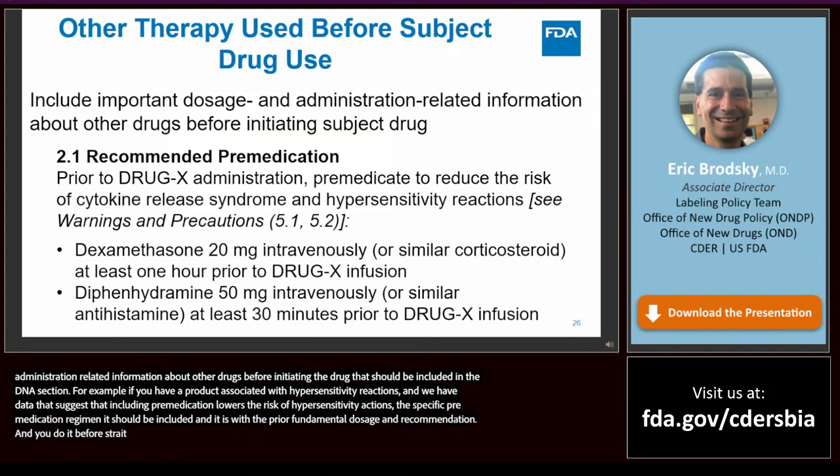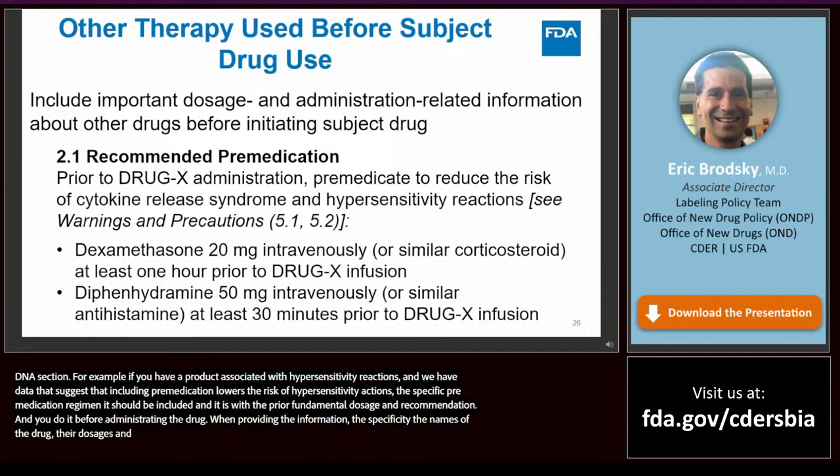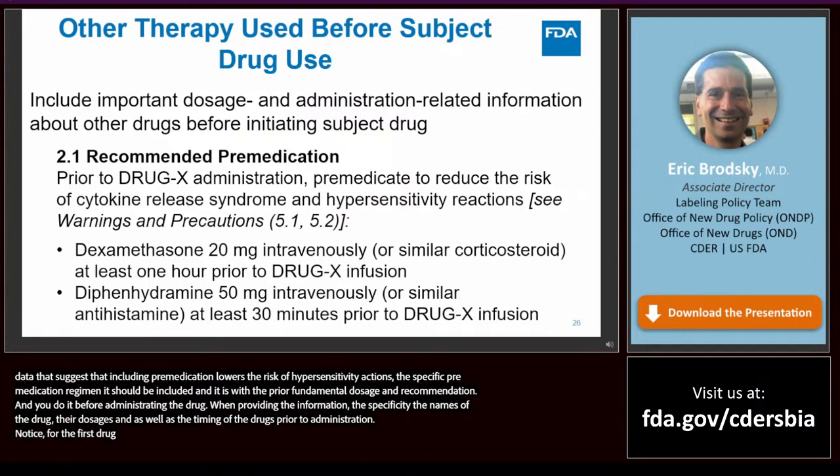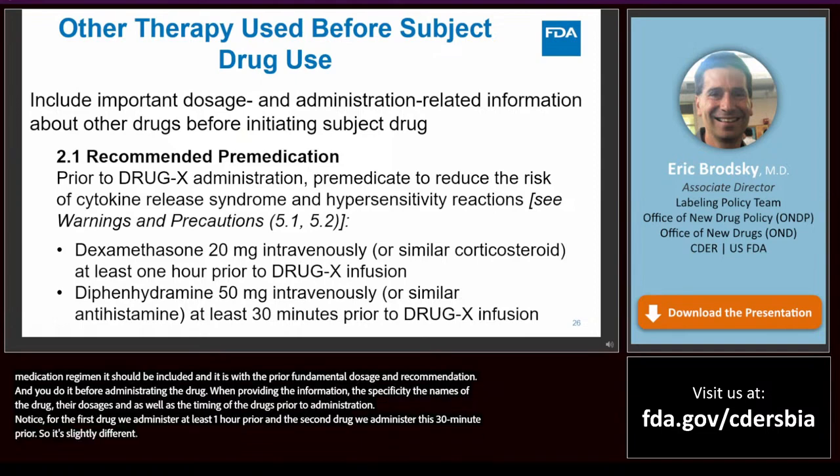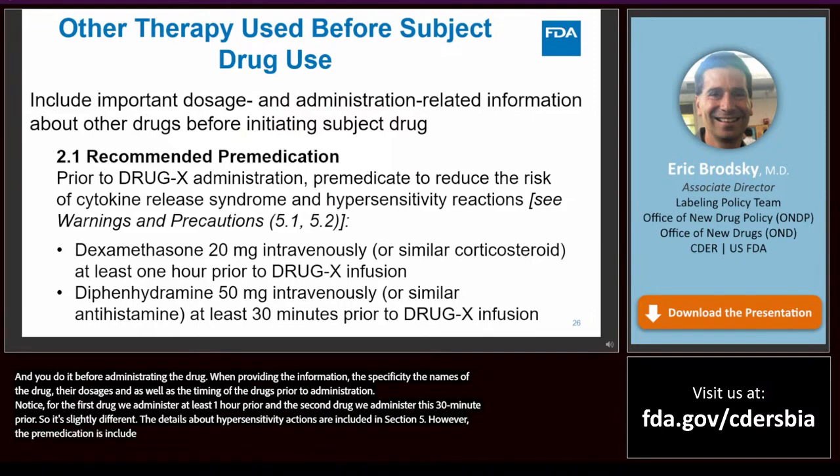When we provide this information, we include specificity: the specific names of the drugs, their dosages, as well as the timing of these drugs prior to administration. Notice for the first drug, we administer at least 1 hour prior to the drug X infusion. The second drug, we administer at least 30 minutes prior to drug X infusion, so they're slightly different. The details about cytokine release syndrome and hypersensitivity reactions are included in section 5. However, the pre-medication is included in section 2.